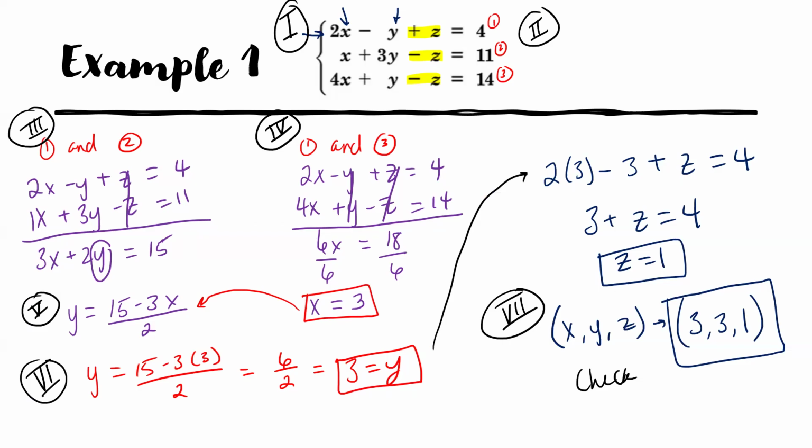So 1, making sure they're in the correct form. 2, labeling. 3, choosing your first pair to eliminate. 4, choosing your second pair to use for elimination. 5 is solving the variables that you have. 6 is going through and starting to find your X, Y, and Z. And 7 is stating your solution and checking, sorry.